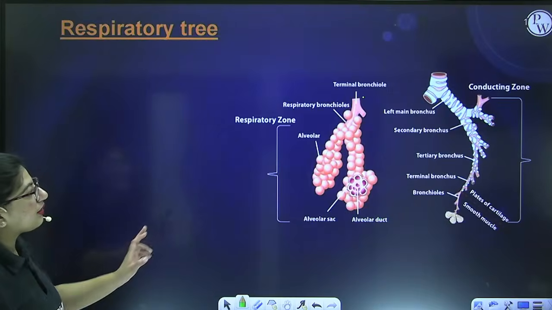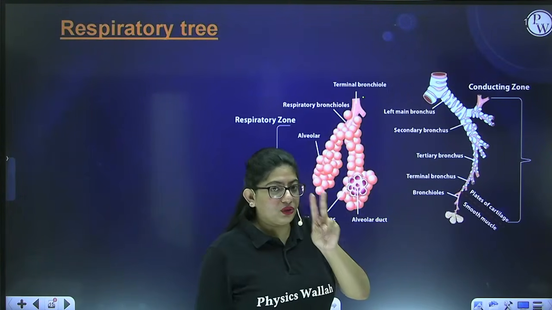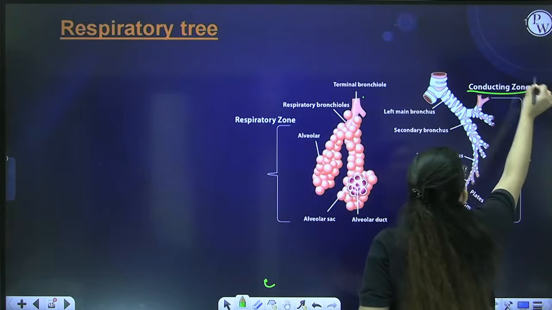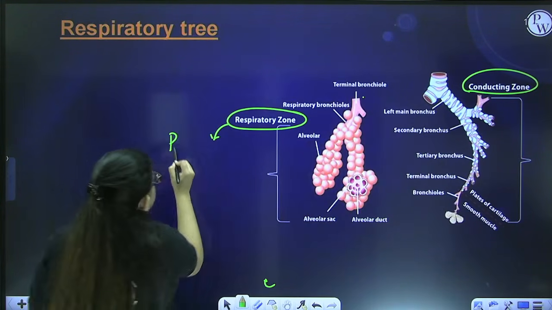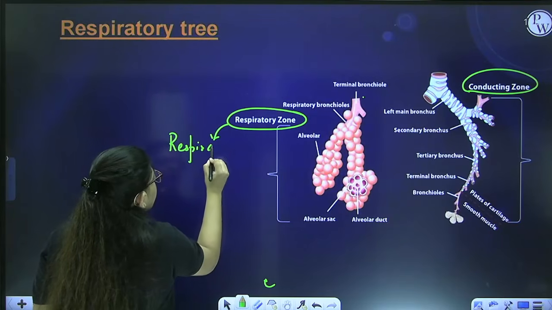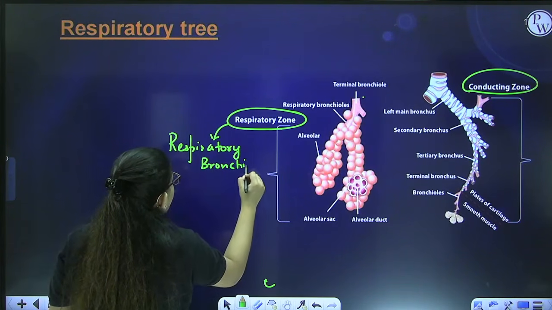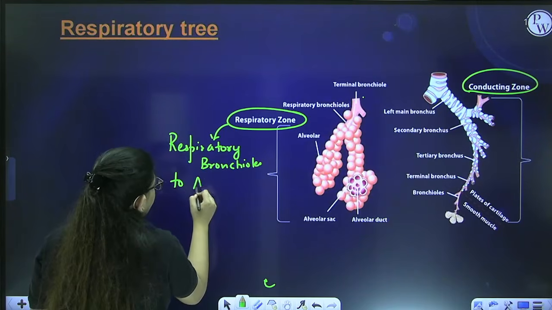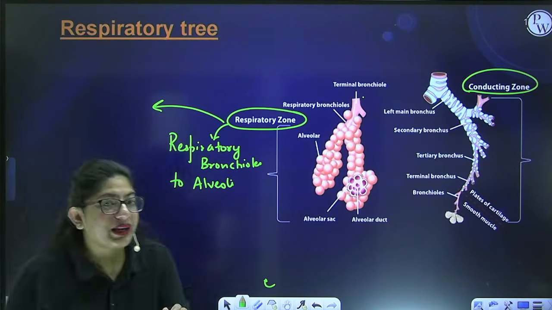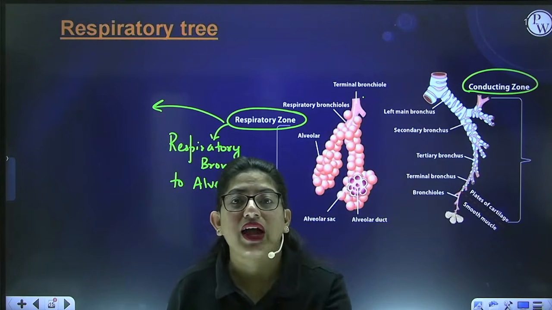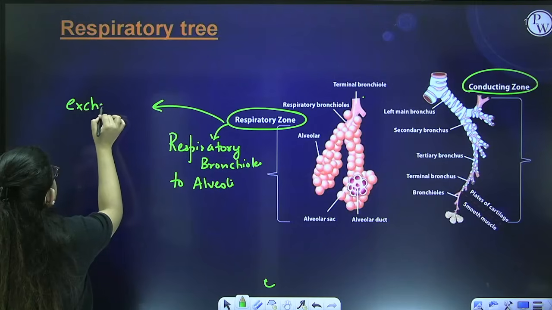So you can see in this diagram, you can divide the entire respiratory tree into two portions. One is a conducting zone, another is a respiratory zone. Your respiratory zone starts from respiratory bronchioles and ends at alveoli. Why do you call it the respiratory zone? Because this is the place where the actual exchange of gases takes place. So here exchange of gases takes place.